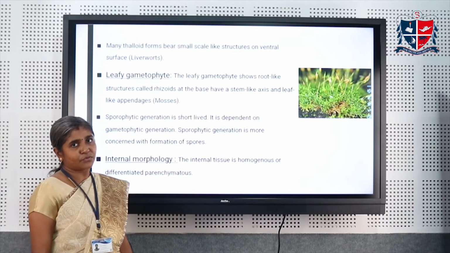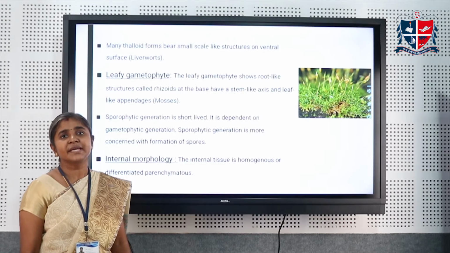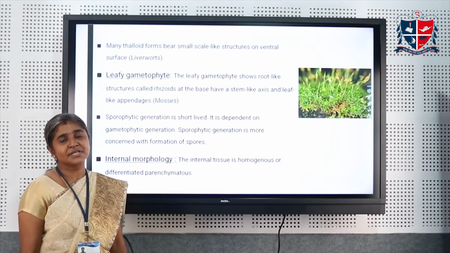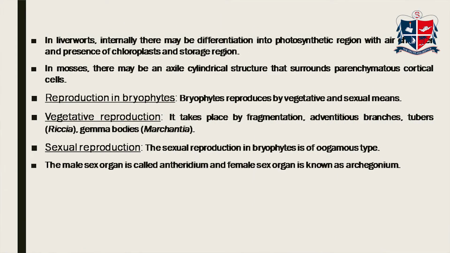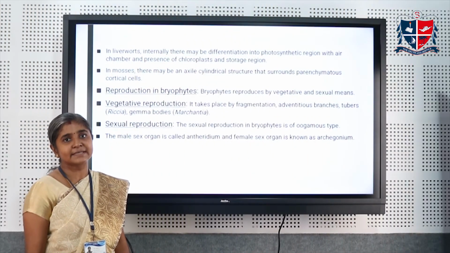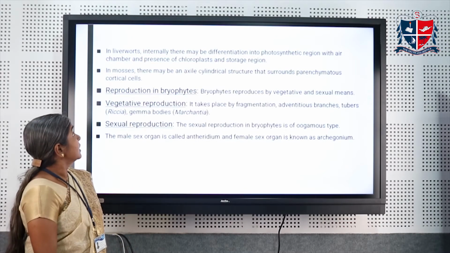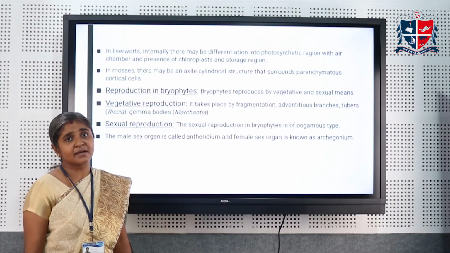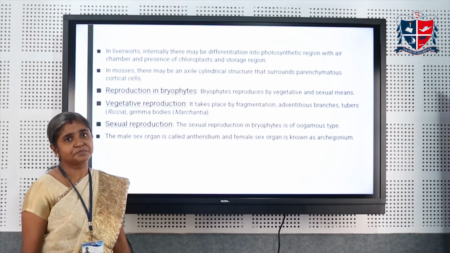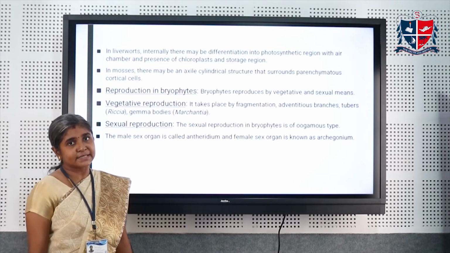Coming to the internal morphology or the anatomical features, the thallus will be generally homogeneous or maybe a differentiated parenchymatous type. In the differentiated type, there may be zonation into a photosynthetic region that carries chloroplast and is green in color, and a storage region which is meant for storage. In mosses, the anatomical feature may be cylindrical in cross section which surrounds parenchymatous cortical cells.